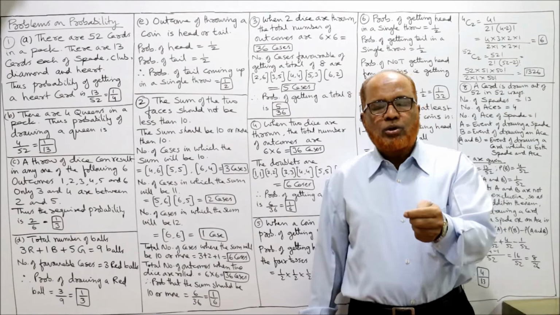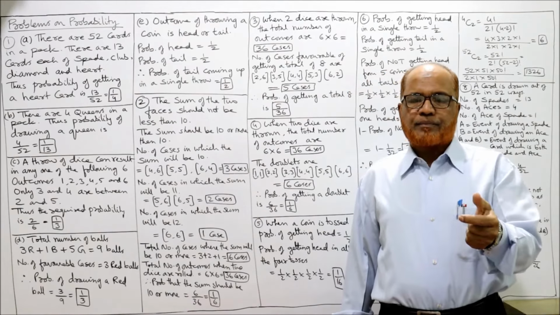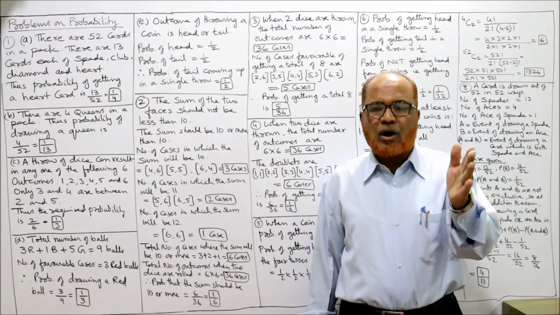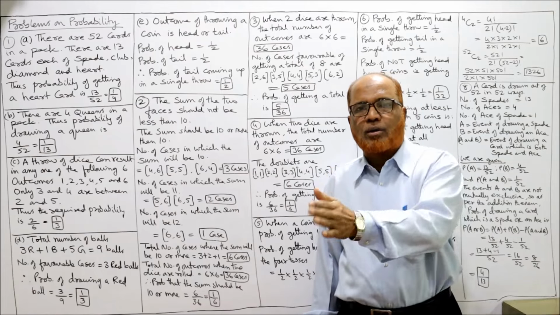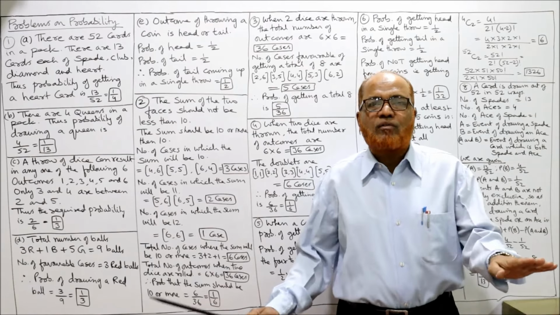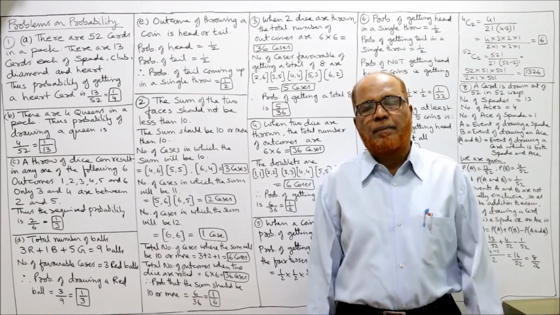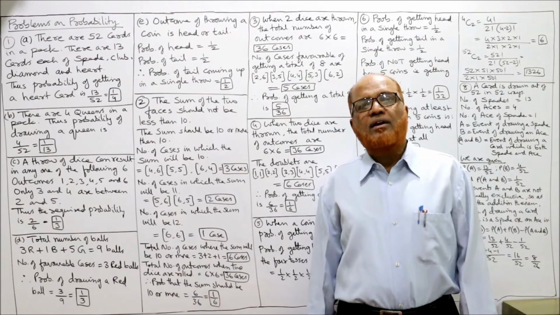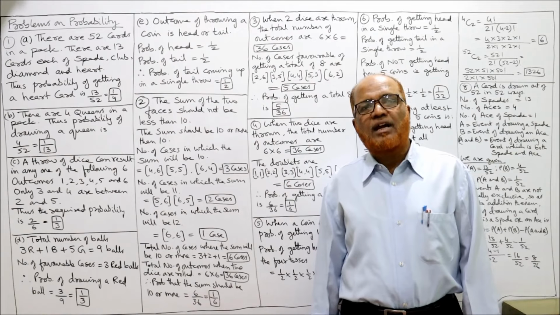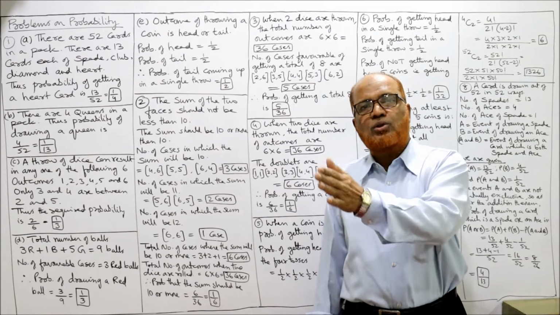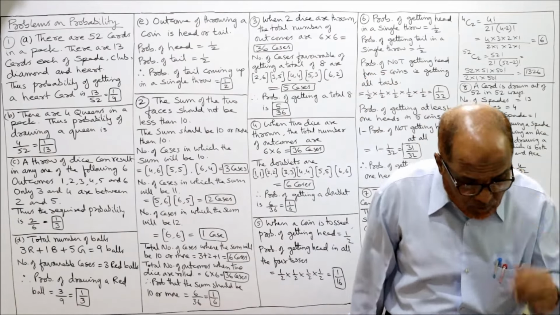Remember, when you throw the coin, the events are independent. There is no relationship between the outcome of the first throw and the outcome of the second throw. Every throw will be completely independent. The trials are independent. So we can find out the joint probability of getting head in the first throw, second throw, third throw, fourth throw. How many times we are throwing? 4 times.